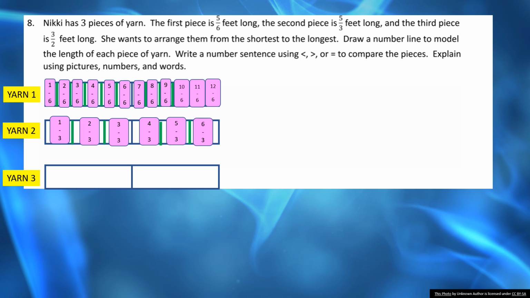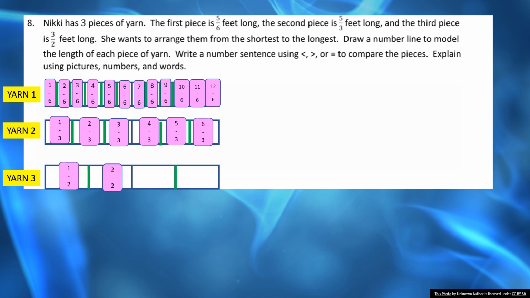Now, our third piece of yarn is supposed to be 3/2, which means we have to partition these 2 rectangles into halves. So let's just draw a line in the middle of each one. Just like that. And now we're going to label our halves. Treating it like a number line, we're just going to count up. So in the very first section, we're going to label that as 1/2. The second section, we're going to label that as 2/2.